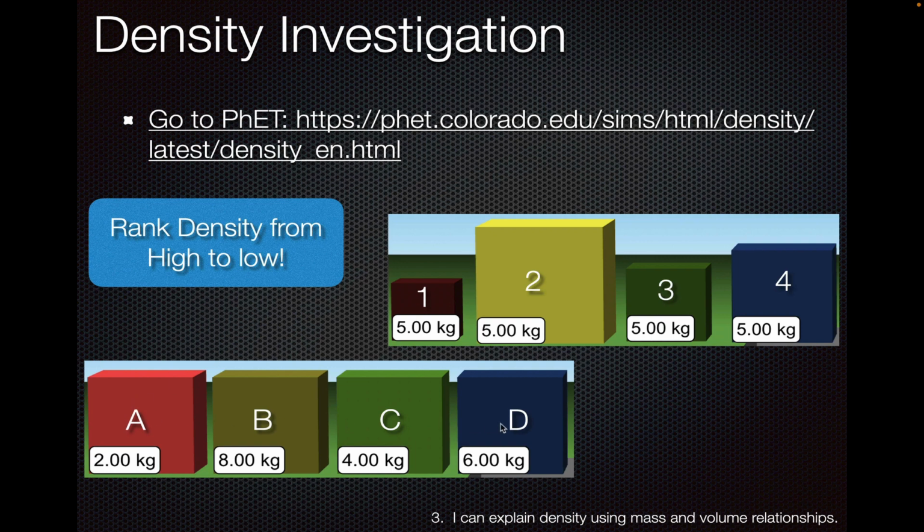Down here, the opposite is true. We have the same volume. A, B, C, and D are all the same size, but their masses are different. So because mass is direct, we look for the heaviest one. So 8 kilograms would be the most mass in the same volume. So this would be the most dense. And then this would be next. 4 and 2 would be the least dense of these.